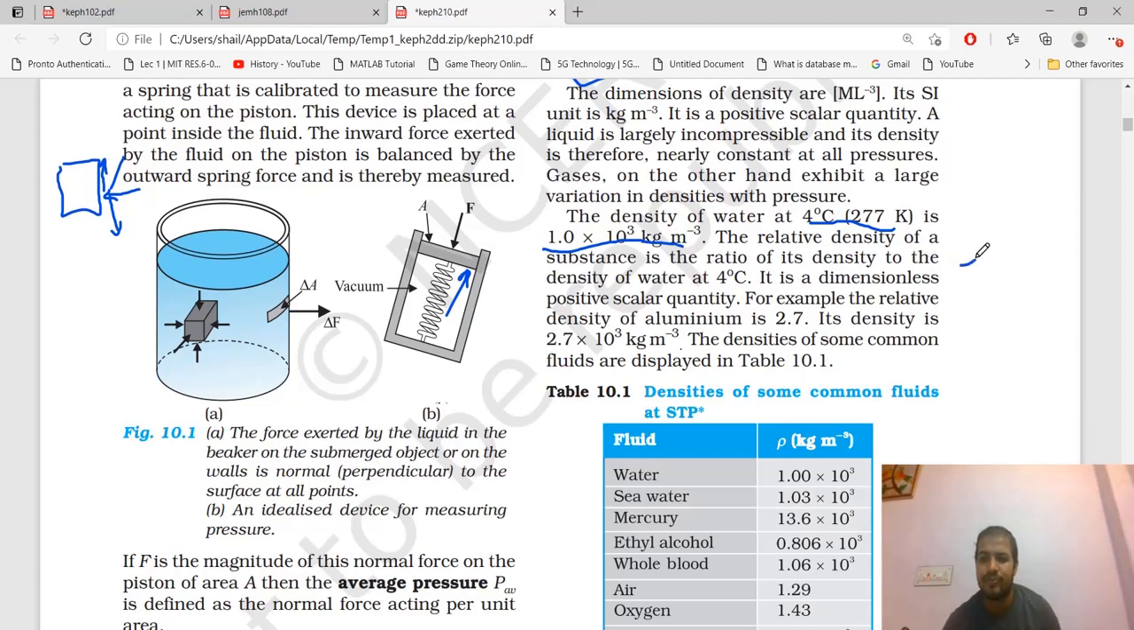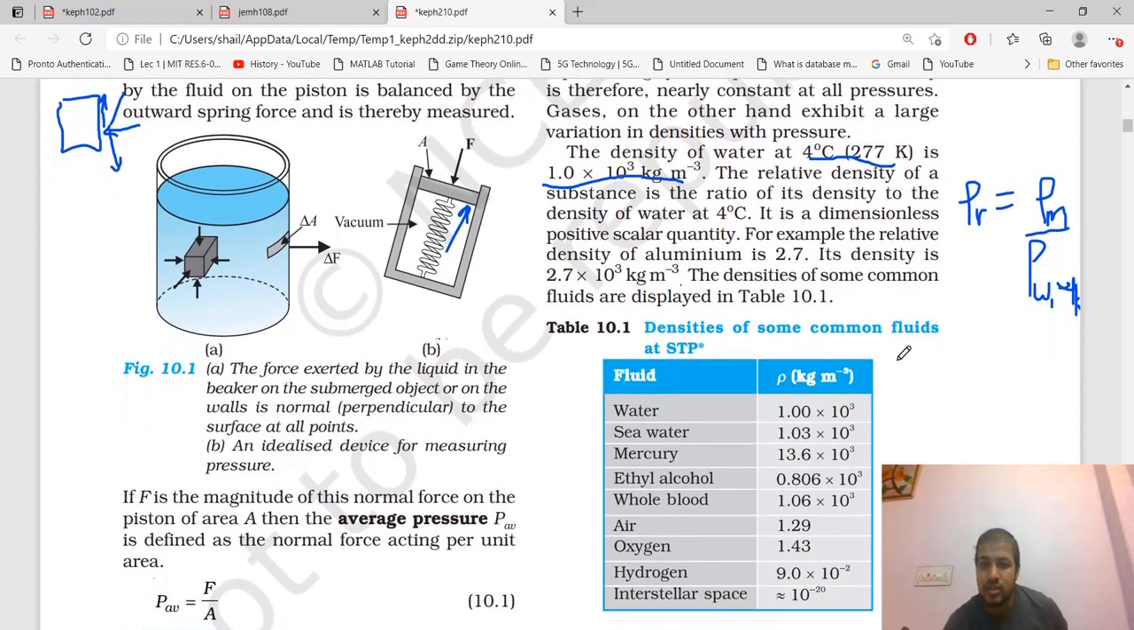Suppose relative density equals the density of that material compared to the density of water at 4 degrees Celsius. The density of some common fluids are, for example, the relative density of aluminum is 2.7. Its density is 2.7 into 10 to the power 3 kg per meter cube.